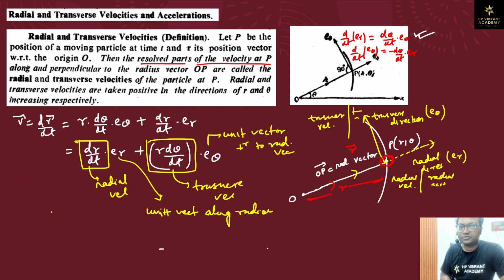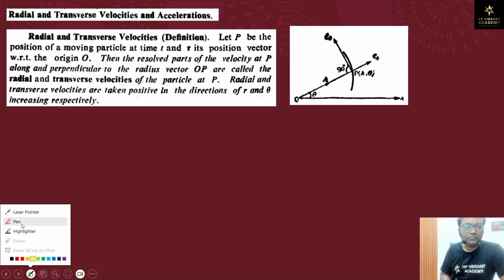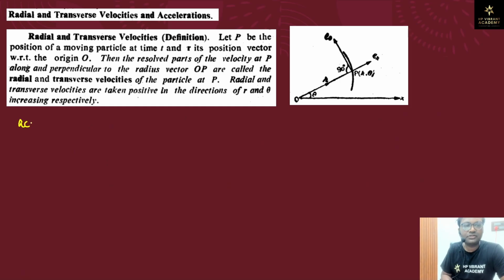Okay, so let us proceed to find the acceleration. Acceleration is given by dv/dt, so this is equal to d/dt of our velocity vector. This is the radial velocity, so dr/dt into e_r, plus r dθ/dt, the velocity along the transverse direction, into the unit vector along the transverse direction, e_θ.